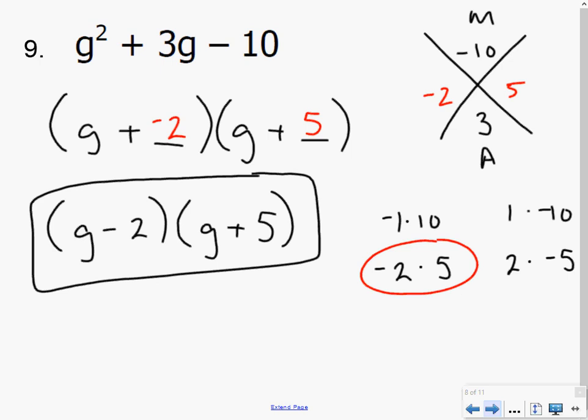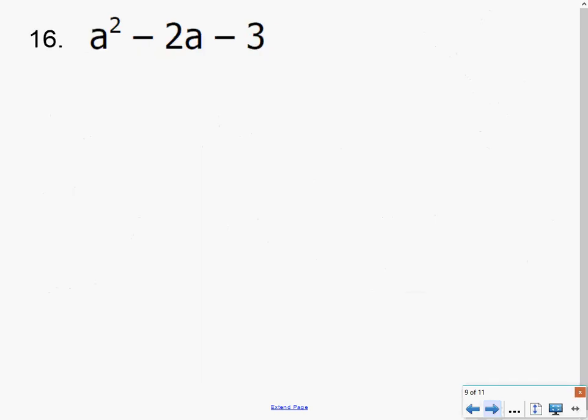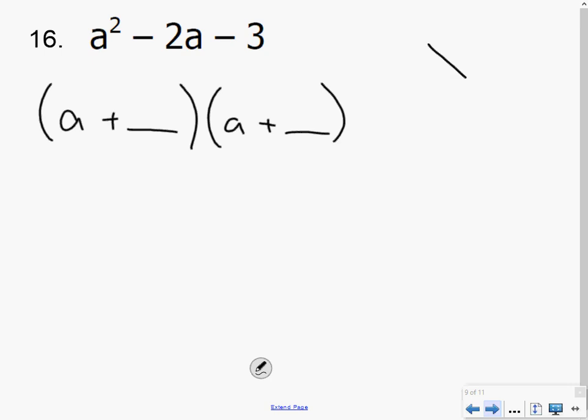All right, just a few more here. With this one, our C and our B value is negative, so we need to find two numbers that multiply to negative 3 and add to negative 2. So one of my numbers is still going to be negative, the other is going to be positive, because a positive times a negative is the only way that I can multiply and get a negative 3 here.